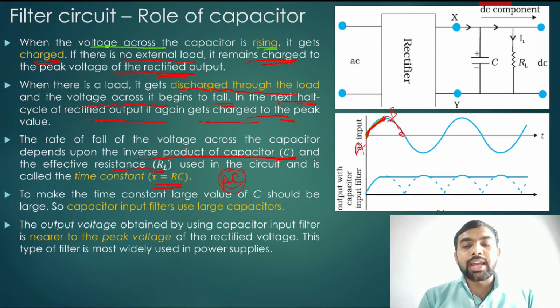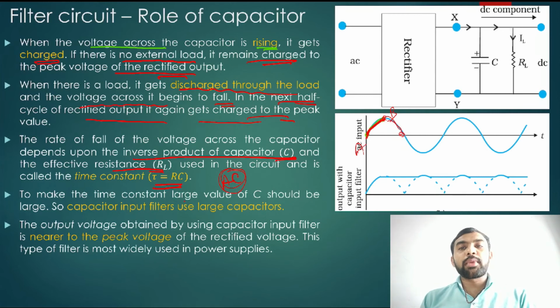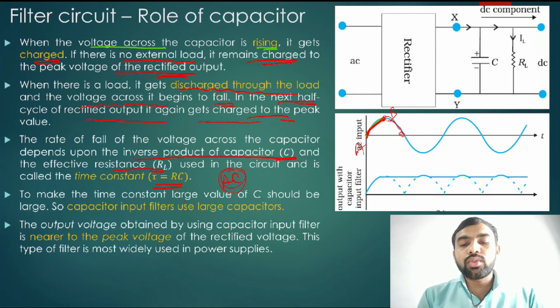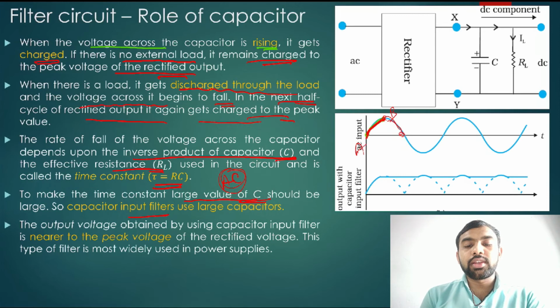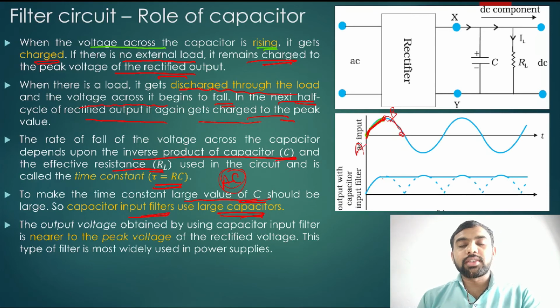To make the time constant large, if we want to increase the time constant, R will be constant, so we have to increase C. We have to use a large value of C. So thus in an input filter circuit, large capacitors are used.